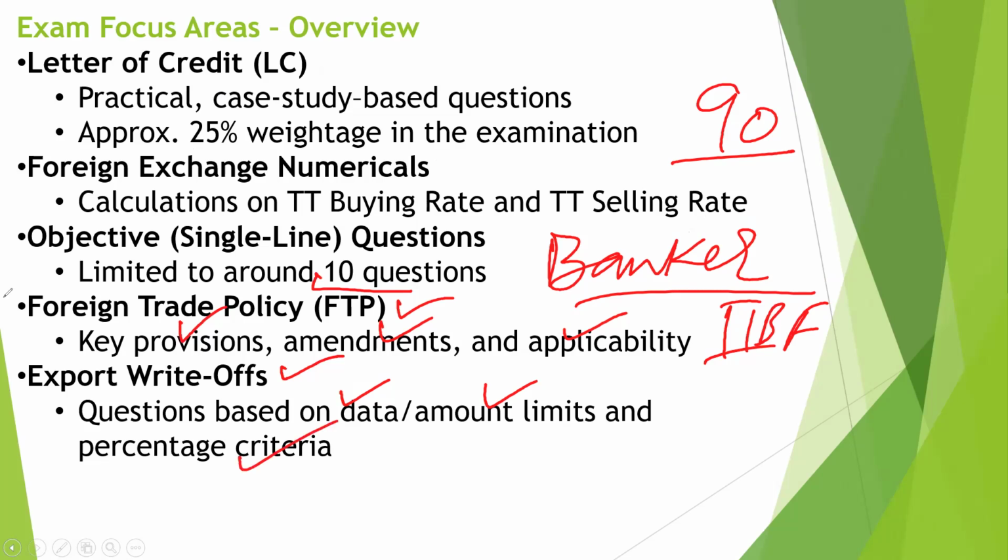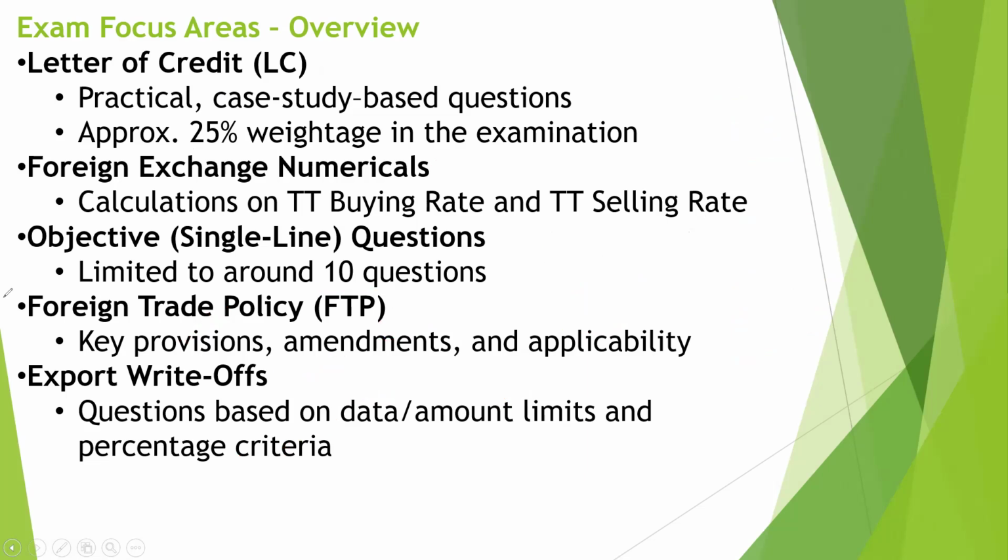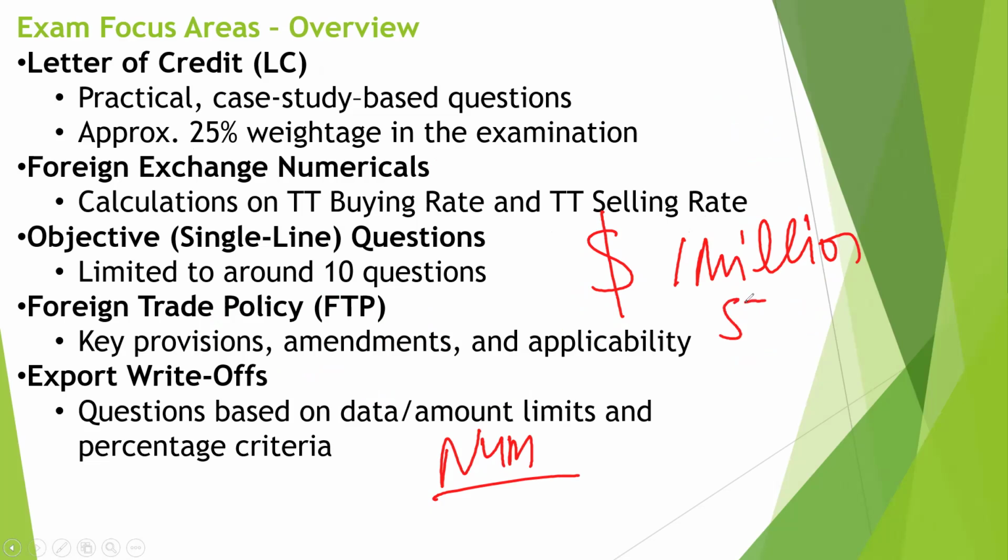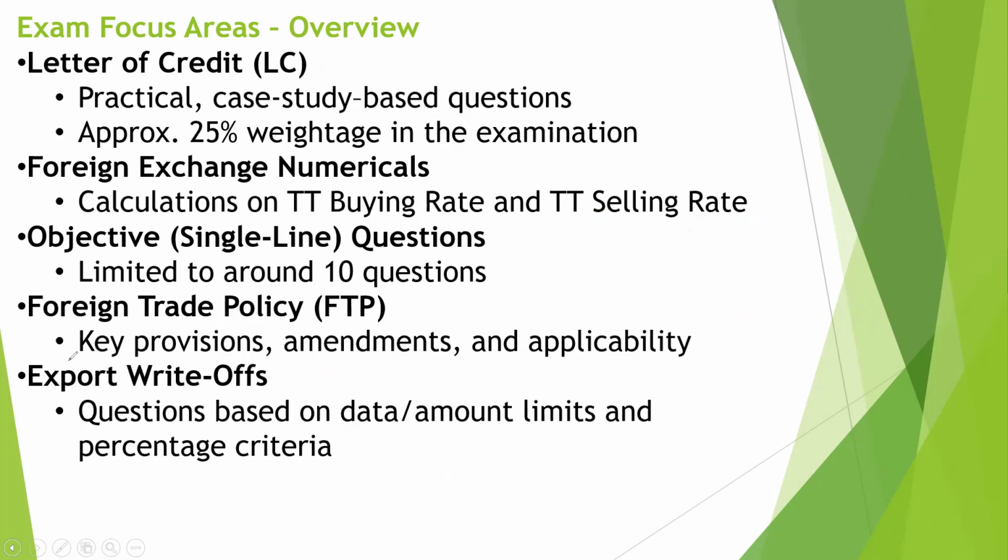Like how much amount can be written off by the exporter, by the AD bank, and they have also given some numericals also, where you have to calculate, like if the write-off is of $1 million, in $1 million, how much write-off can be done? 5% or 10%, and what will be the average sale of the last 3 years, and all those types of questions.